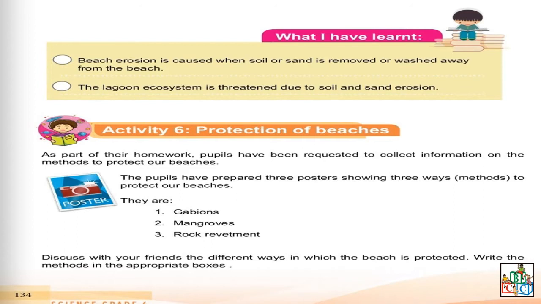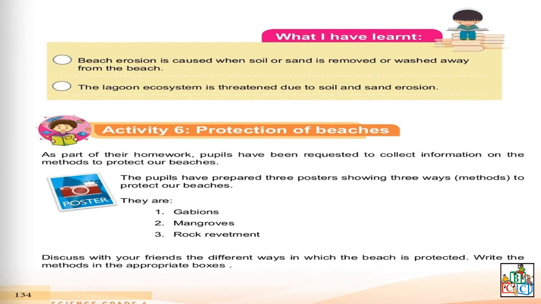Open your book. So we reached page 134. We studied beach and soil erosion. So what you have learned so far, beach erosion is caused when soil or sand is removed or washed away from the beach. The lagoon ecosystem is threatened due to soil and sand erosion. For today, let us see how we are going to protect our beaches.